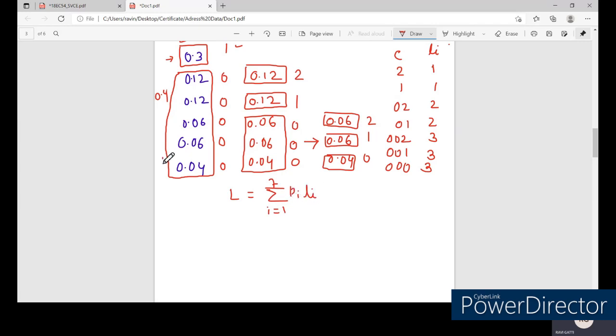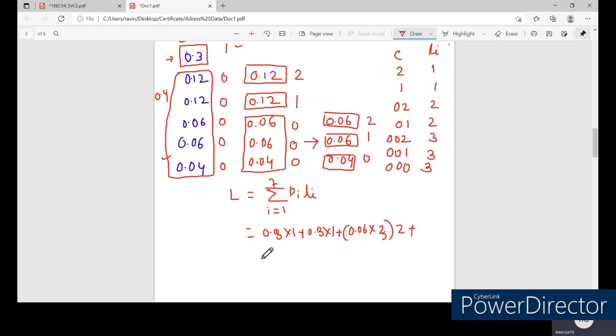Here pi is nothing but the probability values, which you multiply by Li, the code length. If you do that, it is 0.3 into 1, plus 0.03 into 1, plus 0.06 into 2, since you have 2 symbols, sorry, 0.06 into 3, that is nothing but 2.